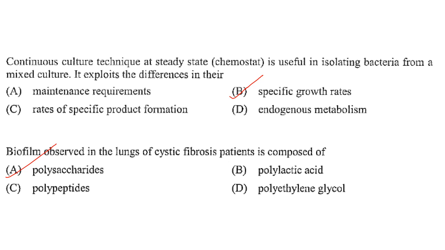The next one. Biofilms observed in the lungs of cystic fibrosis patient is composed of. So biofilm in cystic fibrosis patient is composed of polysaccharides such as alginate and Pseudomonas aeruginosa extracellular polysaccharides. These polysaccharides allow the bacteria to escape from the host immune system as well as become resistant to antibiotics. So the answer here is option A, that is polysaccharides.